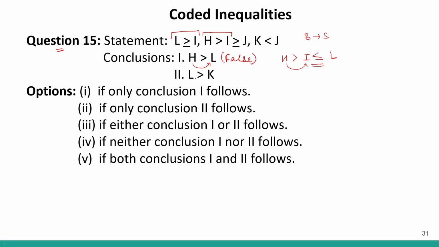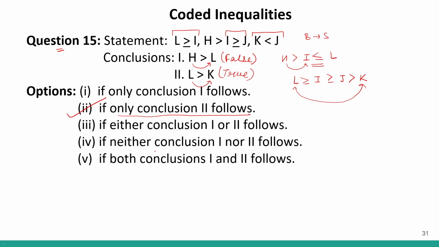Correct? The second statement says that L is greater than K. So we will move from L to K. Now, if I have to move from L to K, I can see relationship between L and I and J and K. So basically it is given to us that L is greater than equal to I is greater than equal to J and J is greater than K. So based on this information, I can conclude that L is greater than K, right? So this statement will be true. So my answer will be that only conclusion 2 follows. That is option number 2. Clear?